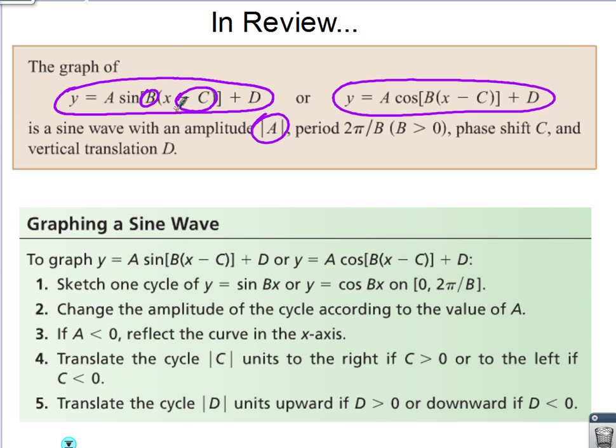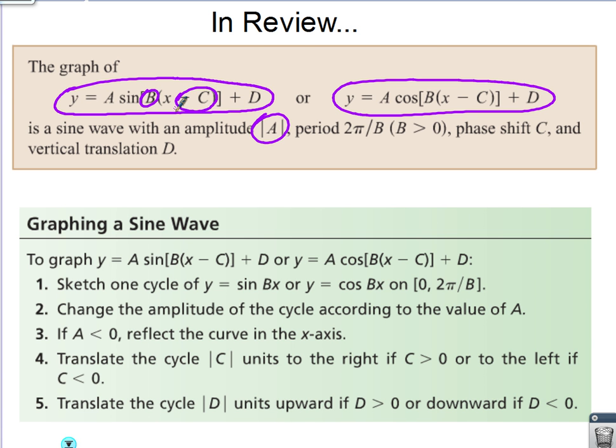Good, or left. If it was negative, it would actually move it left. So if C is going to move it right or left, it won't change your domain because the domain's infinite. What would it change? X-intercepts, that'd be about it. It changes where your graph crosses the x-axis.